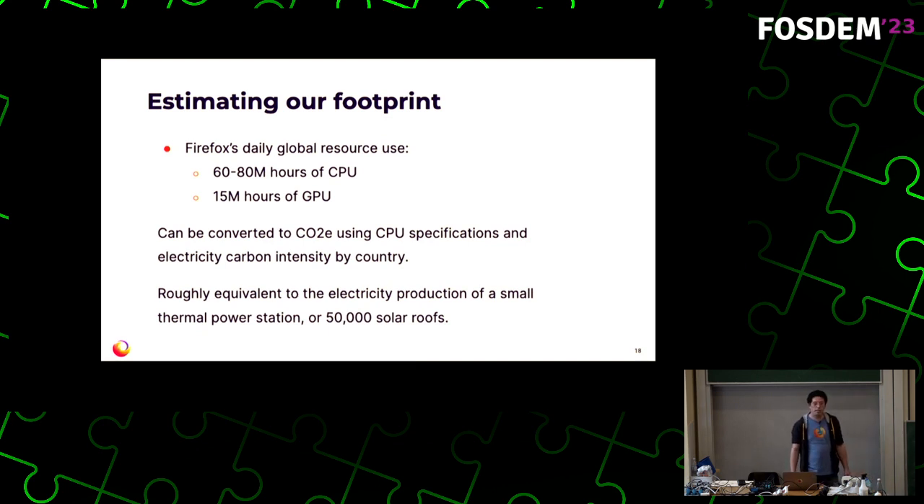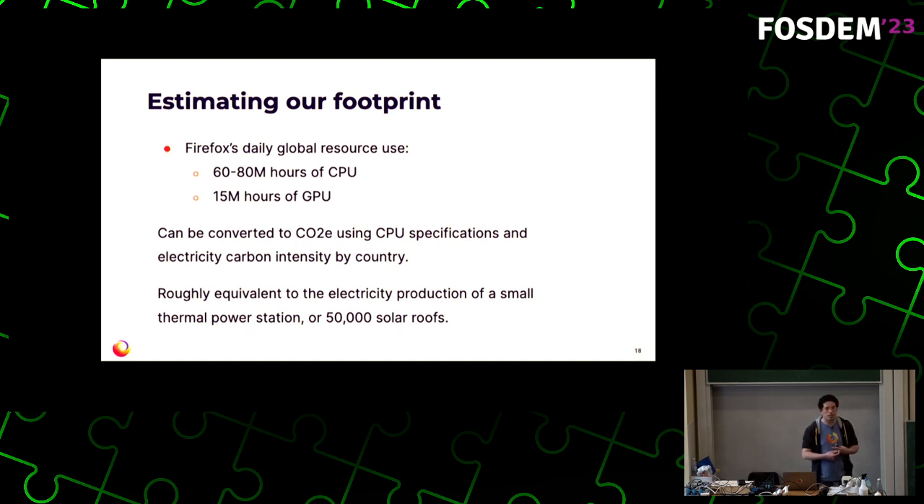So I said we care about sustainability and we have climate commitments. And one obvious use case for having this kind of data is estimating our carbon footprint. So thanks to the telemetry, we know that on average, every day, we use between 60 and 80 million hours of CPU time and about 15 million hours of GPU time. Those are big numbers. It's hard to think about what they mean, but we can try to use those numbers to convert to CO2 equivalent by using the CPU specifications from CPU manufacturers, the information about which CPU model is being used, and electricity carbon intensity by country.